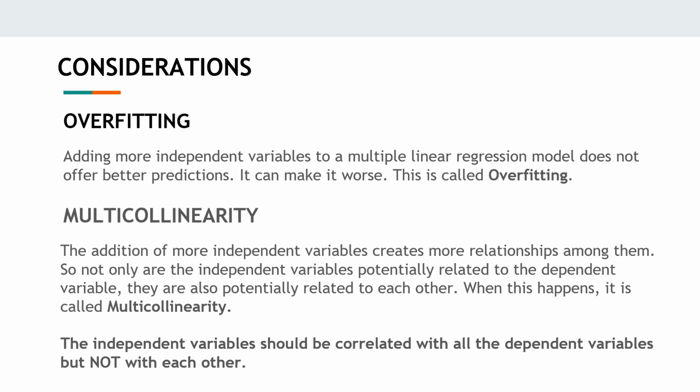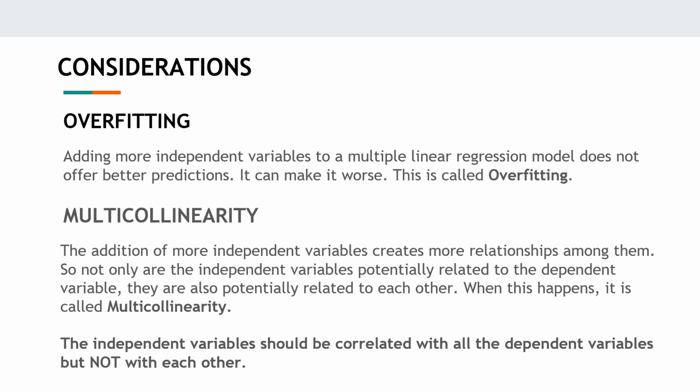Well, for some reason we don't like that, so we start adding in more independent variables. Adding more independent variables will explain more of the variation in the dependent variable, but it can open up a whole new set of problems that we definitely want to avoid. The other concept is that the addition of more independent variables creates more relationships amongst them. So not only are the independent variables potentially related to the dependent variable, they are also potentially related to each other. When this happens, it is called multicollinearity. The independent variables should be correlated with the dependent variable but not with each other.